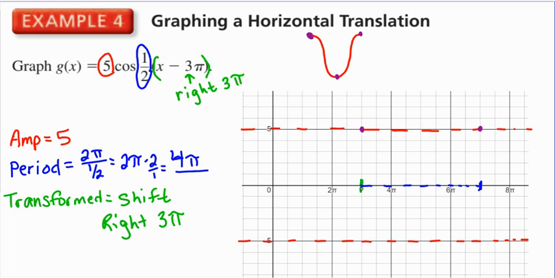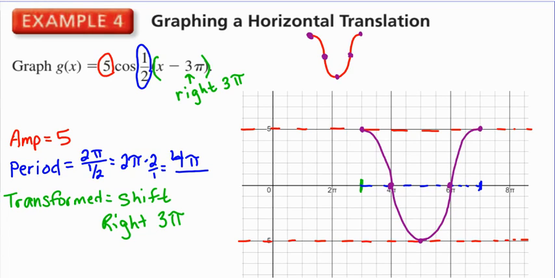So halfway between 3 pi and 7 pi is going to be 5 pi. We're going to hit the minimum down here. And then halfway between a maximum and a minimum, we're going to hit the midline, or in this case, 0. So let's plot those. Halfway between 3 pi and 5 pi is 4 pi. We hit the middle. Halfway between 5 pi and 7 pi is 6 pi. We hit the middle. If I graph those with a nice smooth curve, we come down, we round it, we go back up, and we round it.